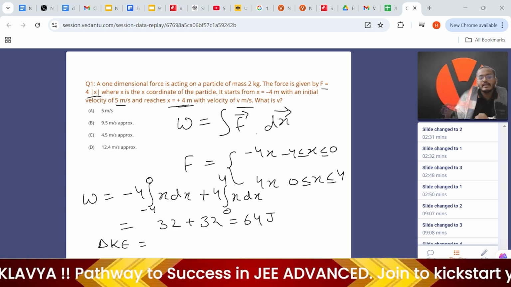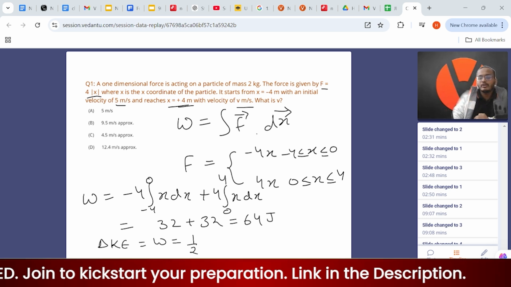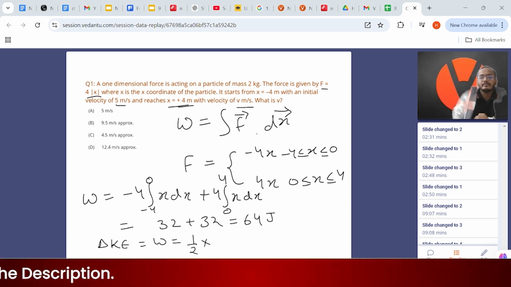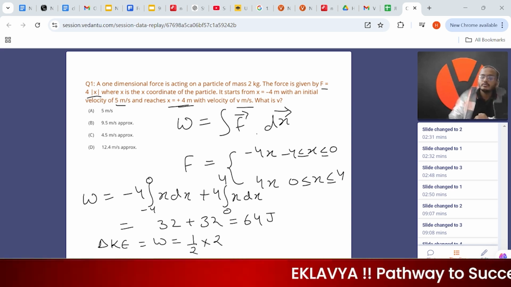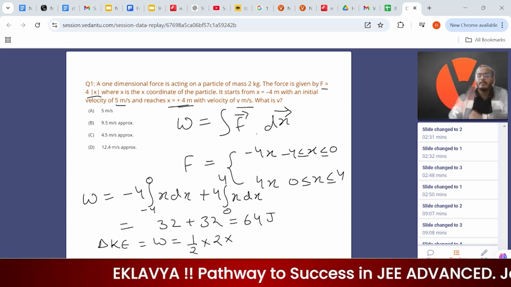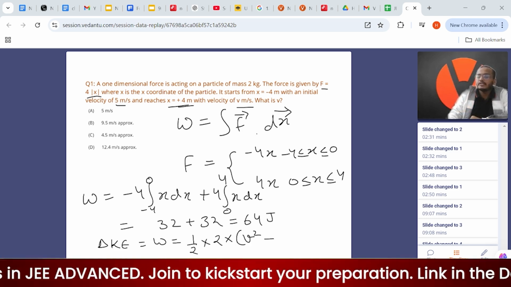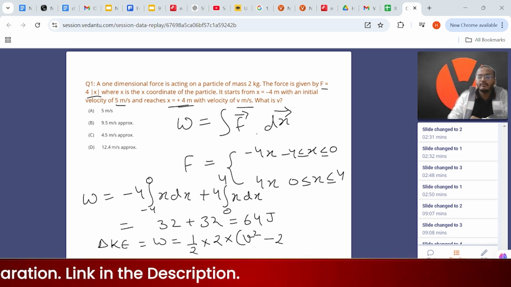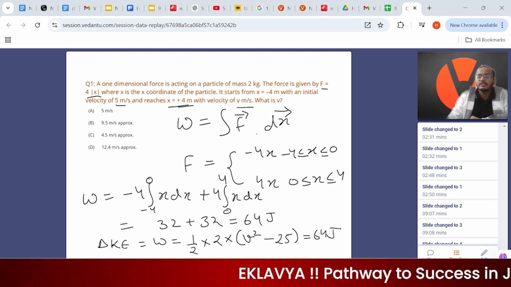Okay, now by the help of the kinetic energy theorem, we know that delta KE, the change in kinetic energy, is equal to work done. So it will be equal to 1 by 2, and the mass is 2, right? The mass is 2, and then we just have to do v square minus, and what's the initial velocity? It's 25, right? Now here you will also get 64 joules since the work done will be the same.